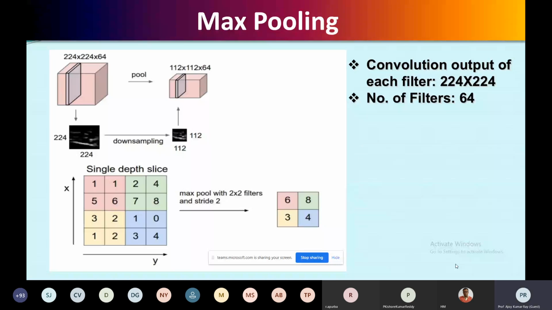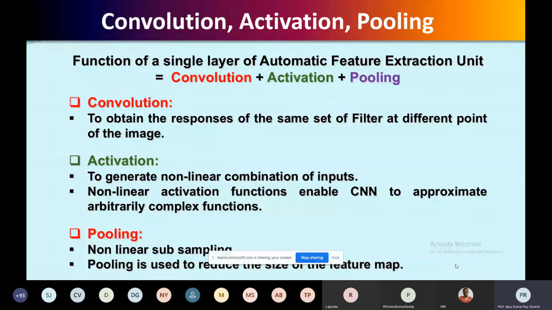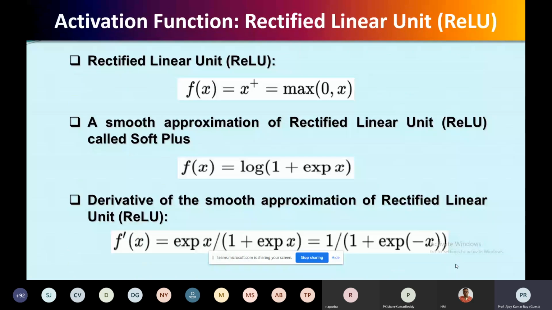So convolution, activation, meaning that nonlinearity, like the sigmoid function as I said, and pooling. These are the three important things: convolution plus activation plus pooling. This makes a deep learning network. And then the activation functions: in the previous case, in a normal neural network, we had taken a sigmoid function. Here you can use ReLU, which is the rectified linear unit.